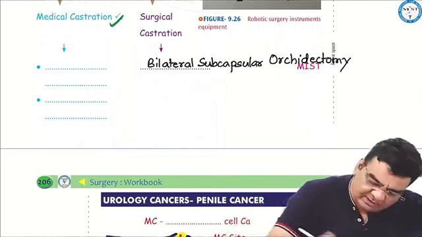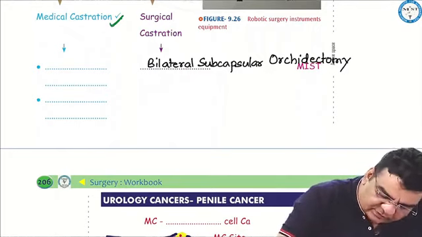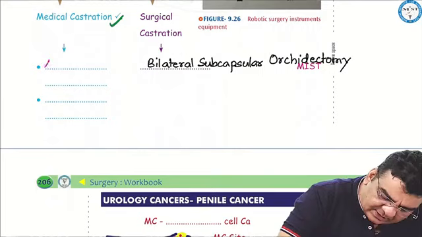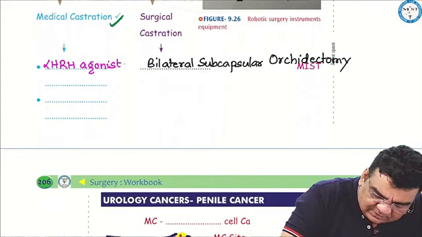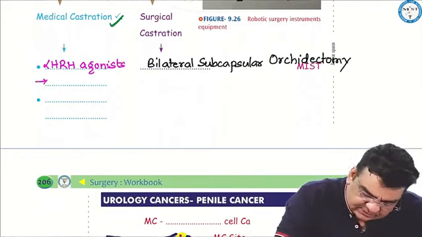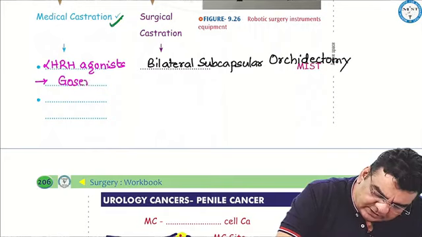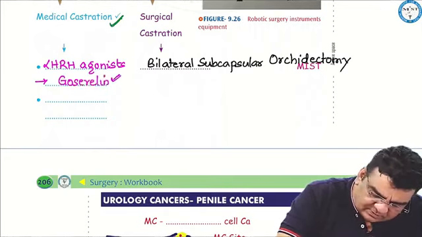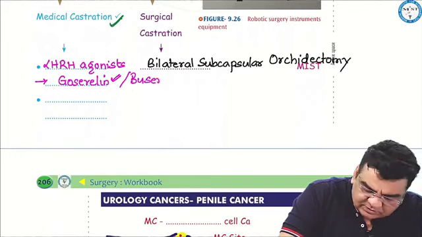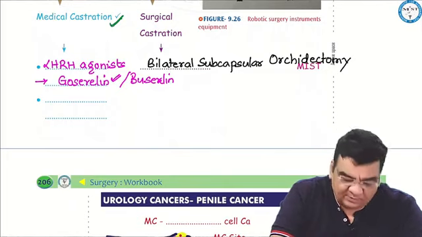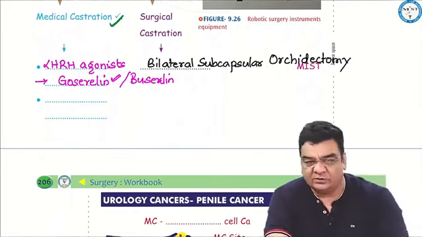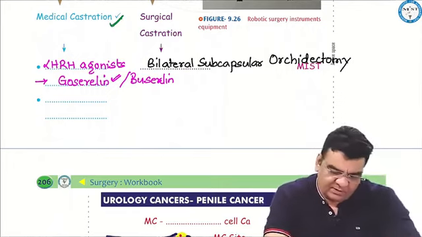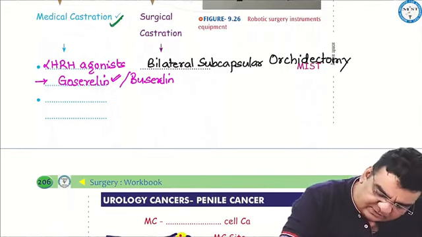Bilateral orchidectomy is being done not for testicular cancer, but for prostate cancer for androgen ablation. So be careful. Regarding medical castration, beta, we can use various medicines like LH-RH agonist. This has also been asked in the exams, like goserelin, buserelin can be used. Goserelin, buserelin. This is a pharmacology question. Which medicine has been used in the treatment hormonal therapy for prostate cancer? Goserelin. We can use androgen receptor blocker.